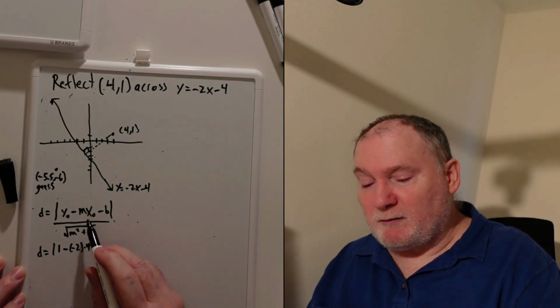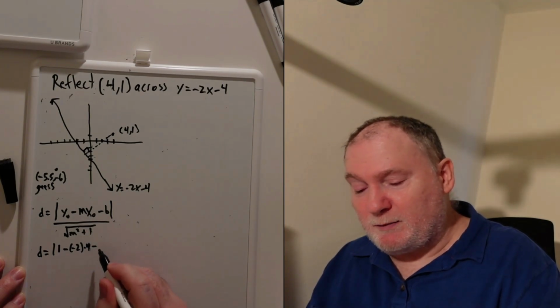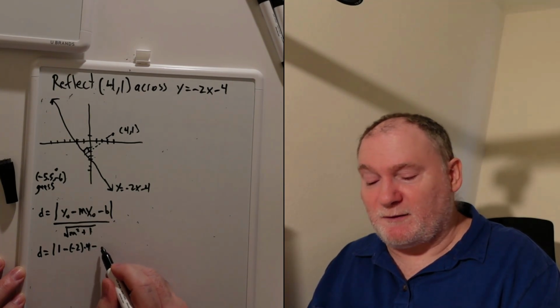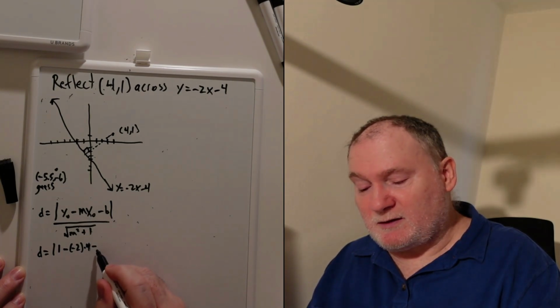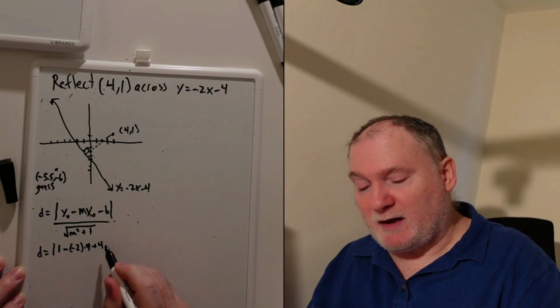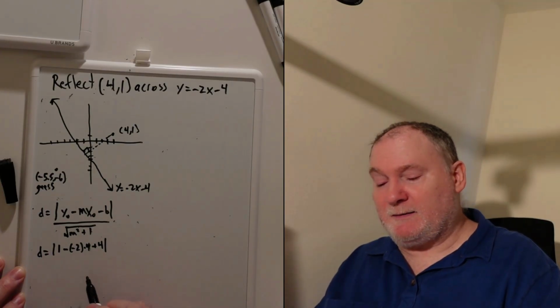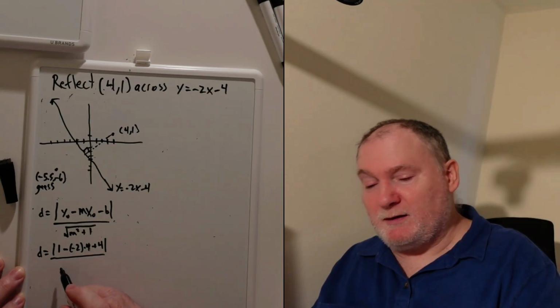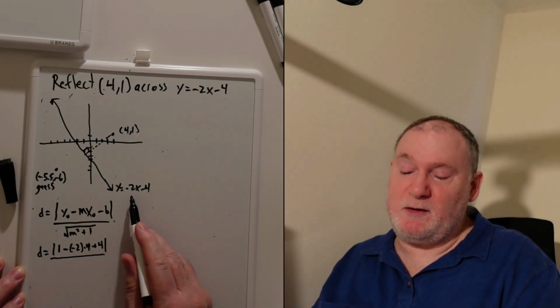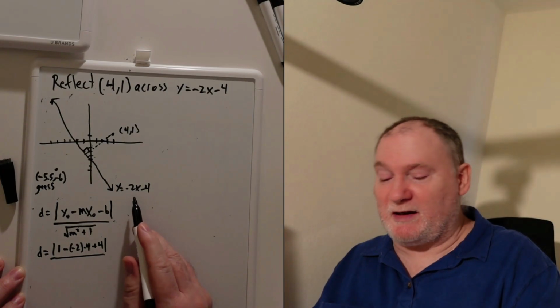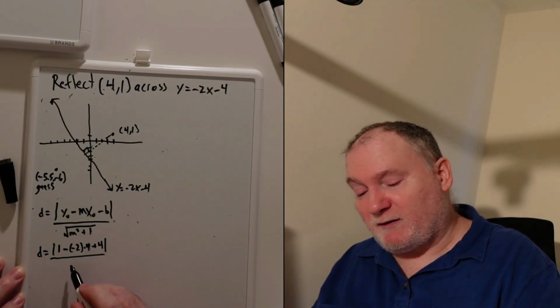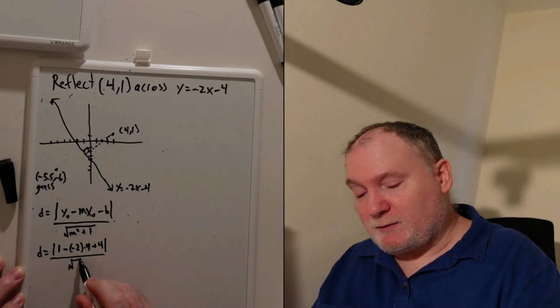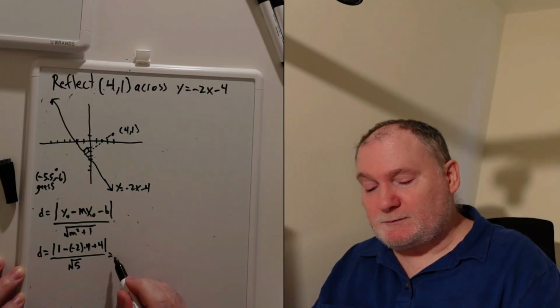So -2 times 4 minus b. B is -4, so I'll just put plus 4. Minus a negative is adding. All over m squared plus 1. -2 times -2 is how you square -2, so that's a +4. Plus 1 is 5. So I'll just put the square root of 5.